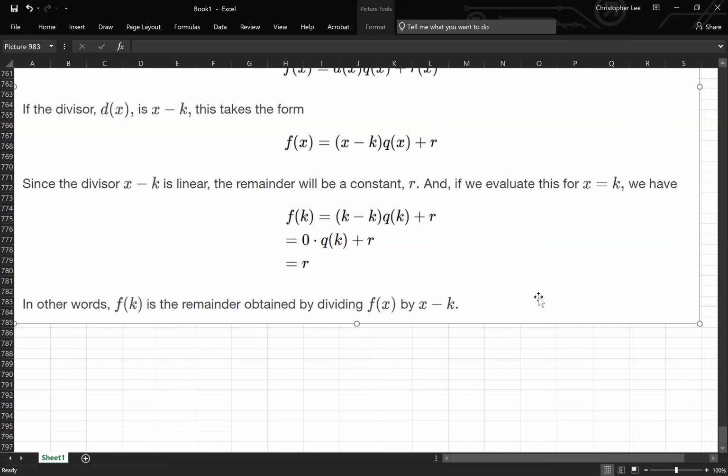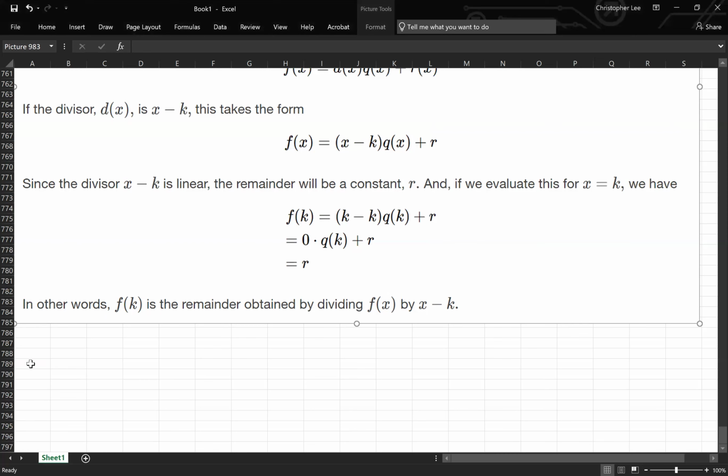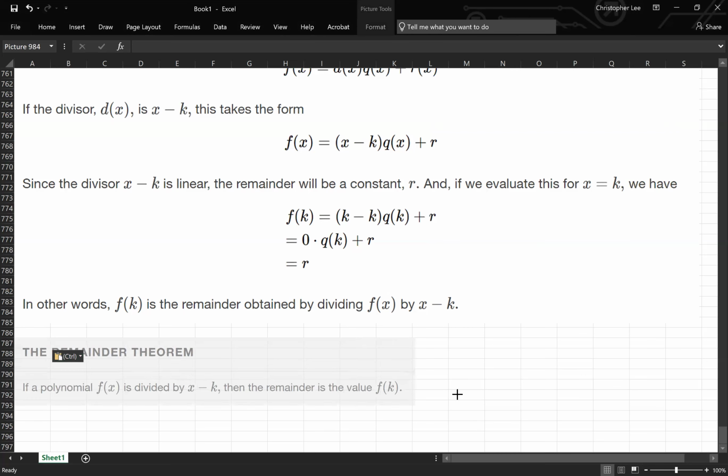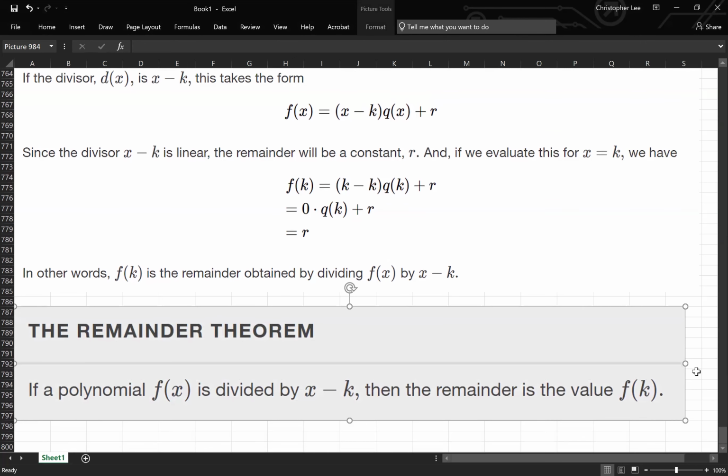Okay. I'm getting to it. It's a lot simpler than it might look. The remainder theorem: if a polynomial f of x is divided by x minus k, then the remainder is the value f of k, right? We already know this. We did this already.